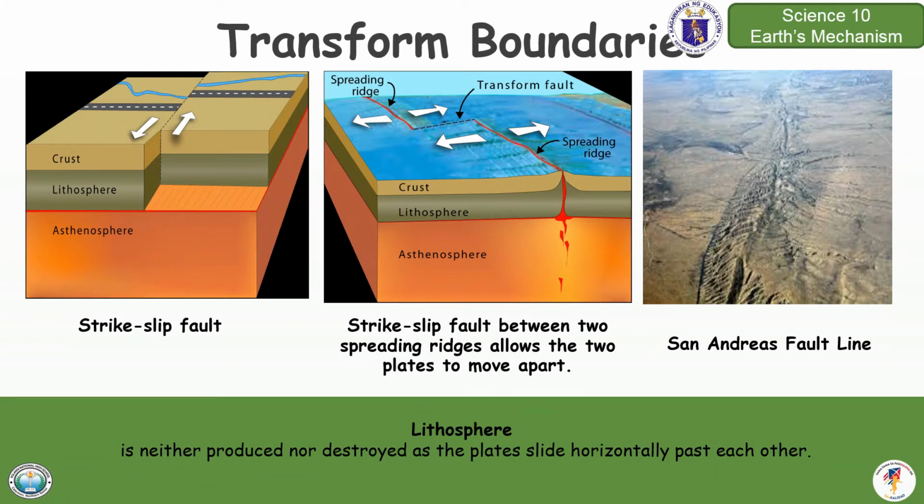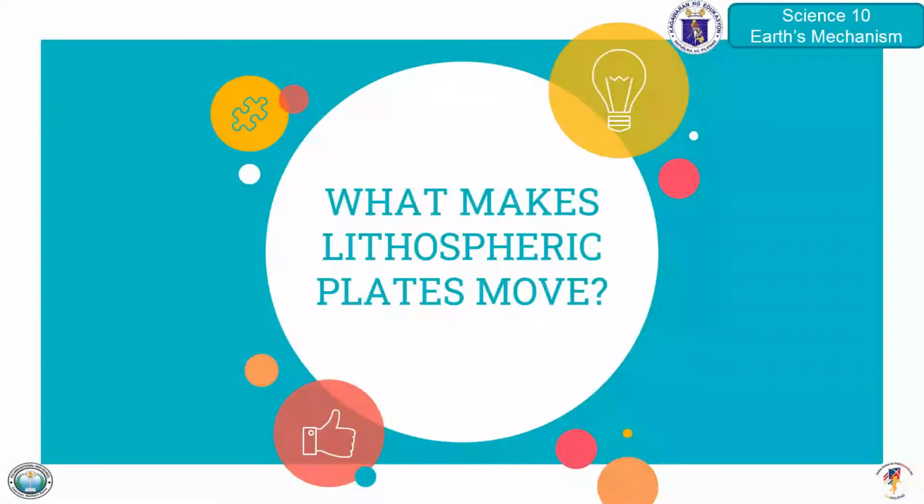The last type of convergence is known as transform boundaries. For this one, the lithosphere is neither produced nor destroyed because the plates slide horizontally past each other. One famous example of a transform boundary is the San Andreas fault line. You might be wondering what makes the massive lithospheric plates move. Well, hold on to your seats, for we are about to find out.